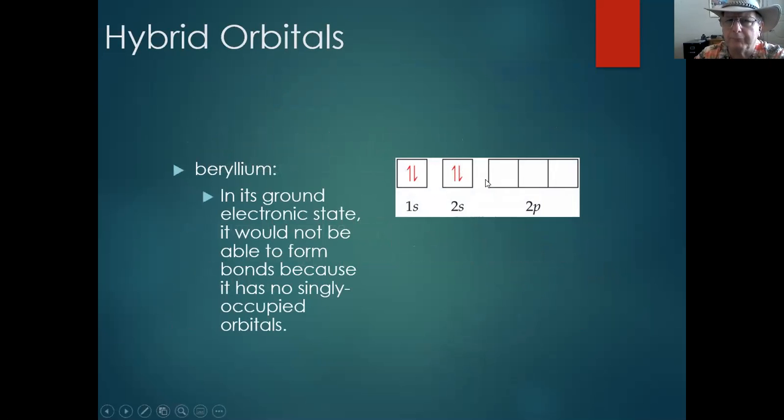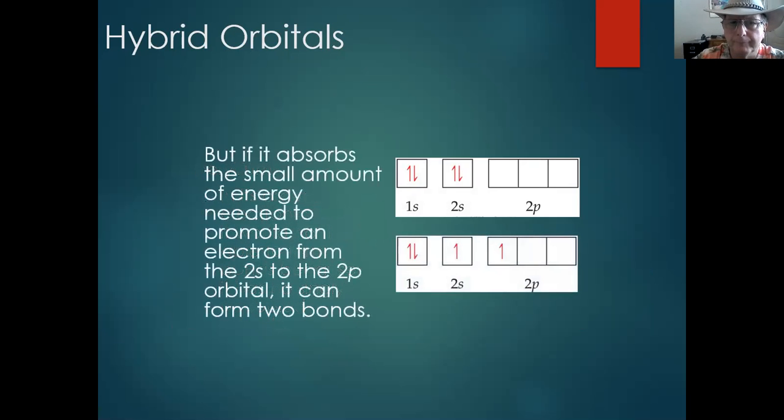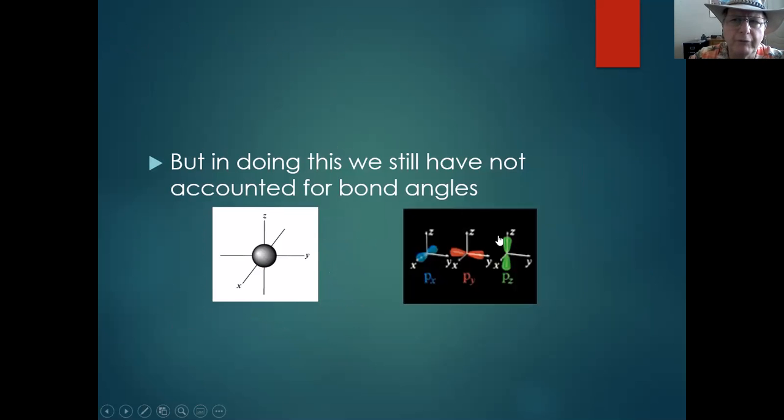So this is beryllium's atomic orbital diagram. You notice no unpaired electrons. Riddle me this, Batman. If I promote one of these electrons to the P, how many unpaired electrons would I have? Two, which would account for the two bonds to beryllium. So I'm going to promote one. First thing I'm going to do is take this electron and promote it. But we still don't have the bond angles right. We're still dealing with 90 degree bond angles.